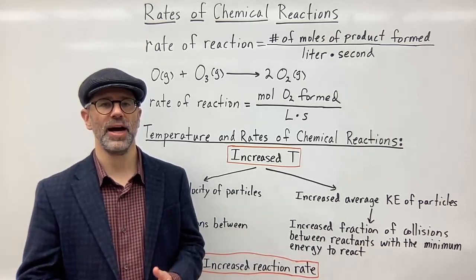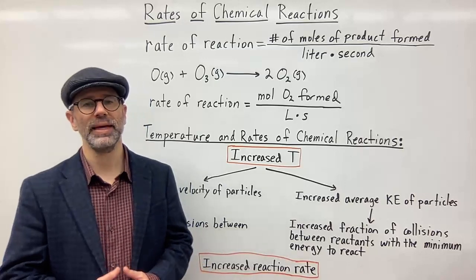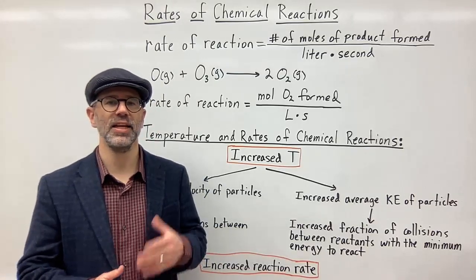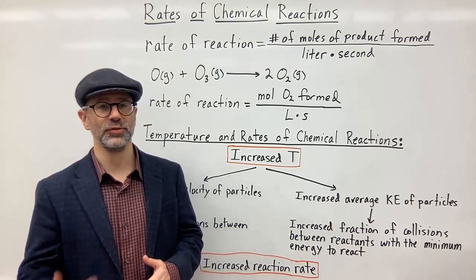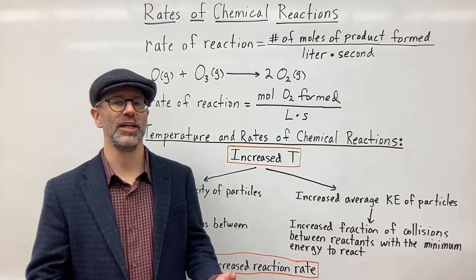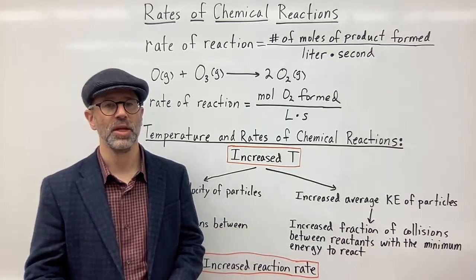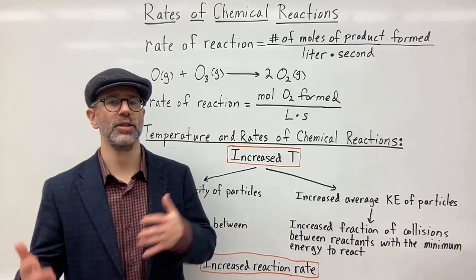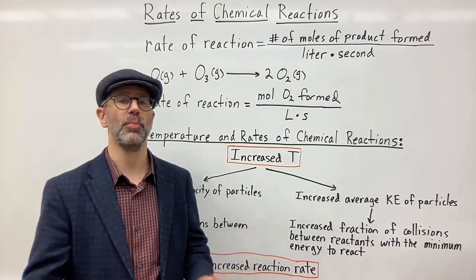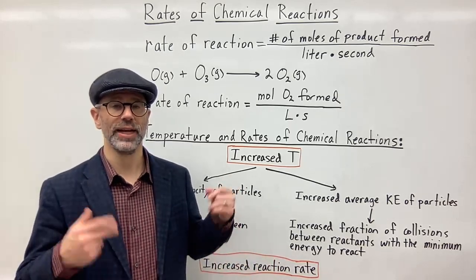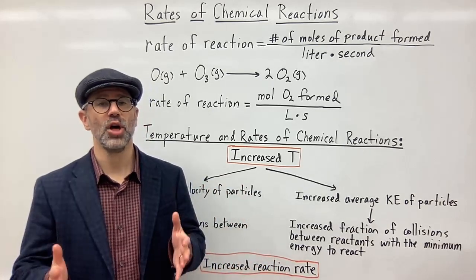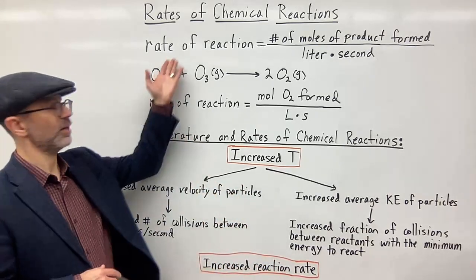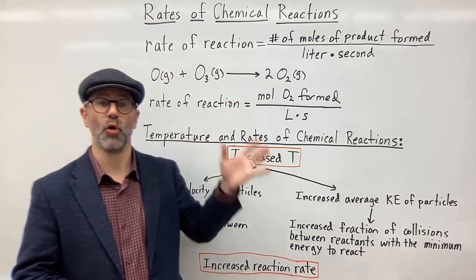So what do we mean by a rate of reaction? What we mean is that it is the number of moles of product that's formed per given liter of solution or per second, right? So it's an amount of product formed per time or per liter or per concentration, if you will. So that's what we mean. So here it's written out in a formula.